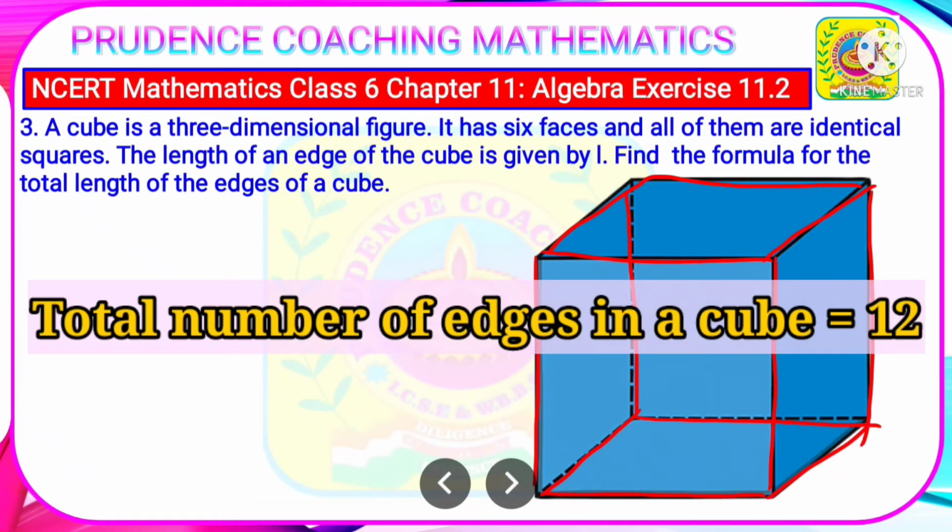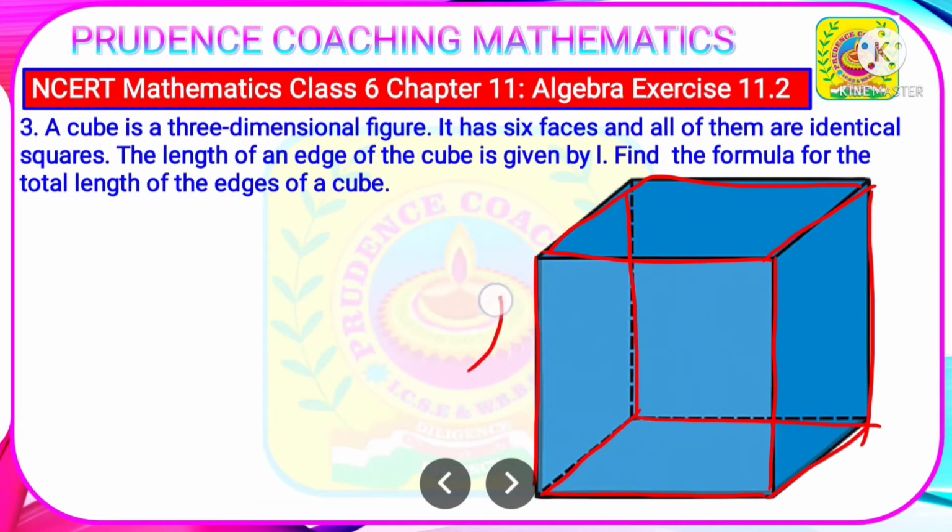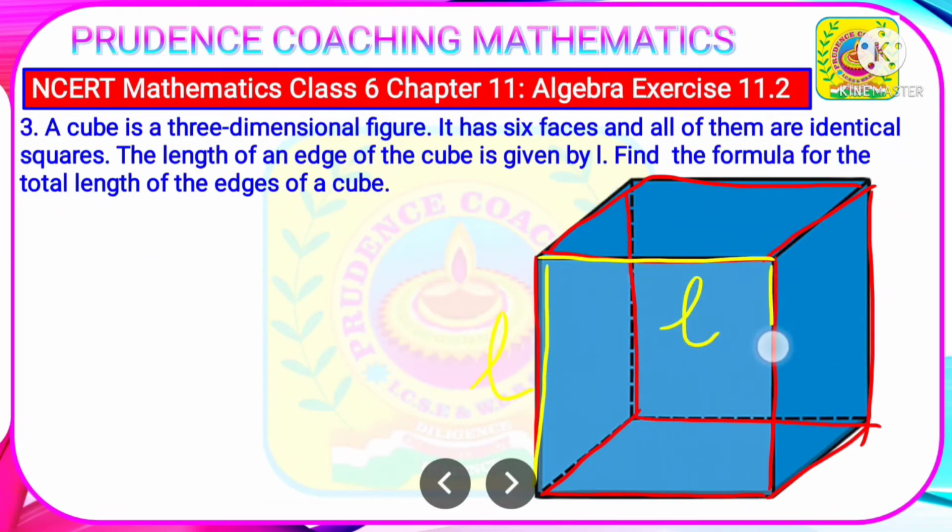How many edges are there? 12. And all the edges of the cube will be of equal length, as the sides of a square are equal, and this cube is made up of squares of identical shapes. That means if this edge is L, this edge will also be L, this one will also be L, this one also L. All the edges will be L units in length.